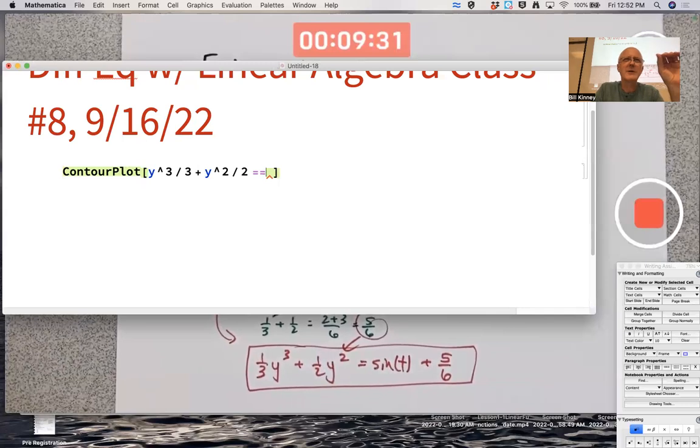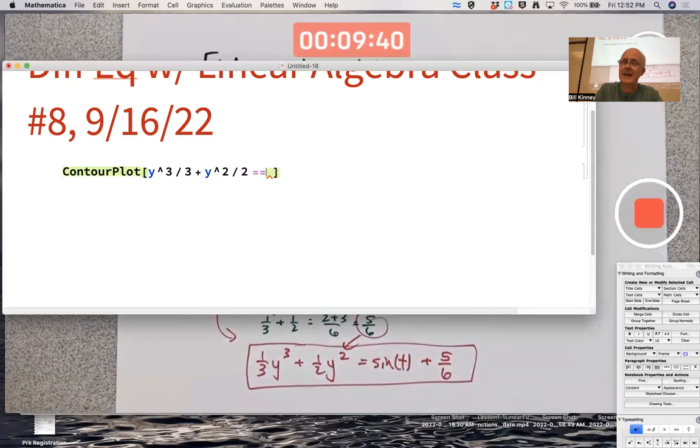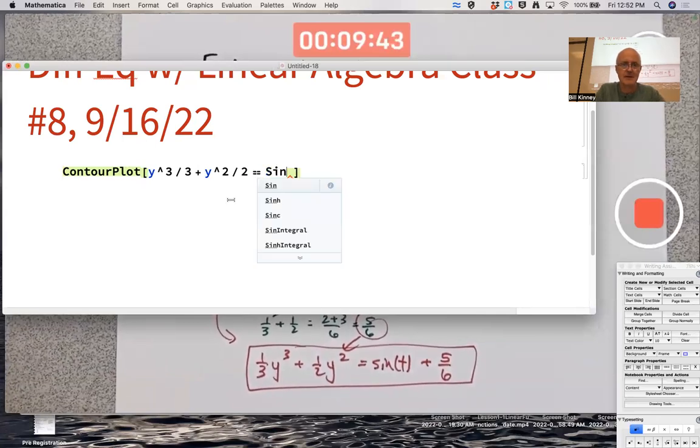Whenever you're solving equations or trying to plot an equation, use double equal signs, because single equal signs in Mathematica will set something equal to something else, and you don't want that here. Equals sine of t plus 5/6.